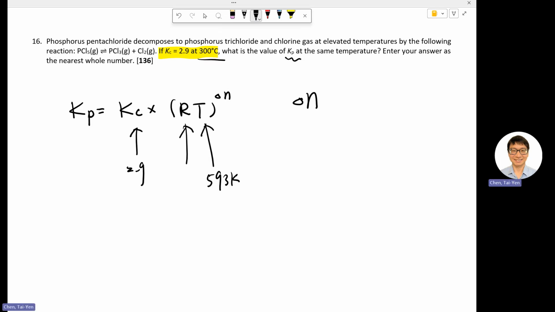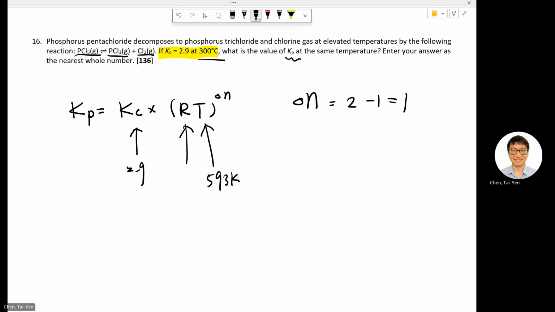The way you compute delta n is to identify the gas molecules in your equation for both the reactant and the product side. This is gas, and that is gas, right? So the number of gas molecules on your product side is 2. You have 1 PCl3 and 1 Cl2, so the total on the product side is 2. On the reactant side it is 1. So your delta n equals 2 minus 1, which equals 1.